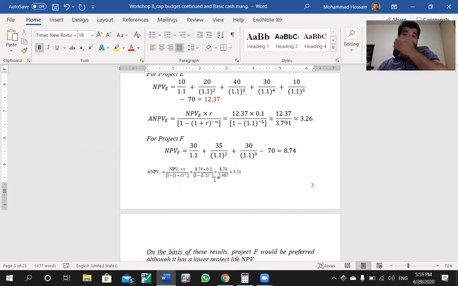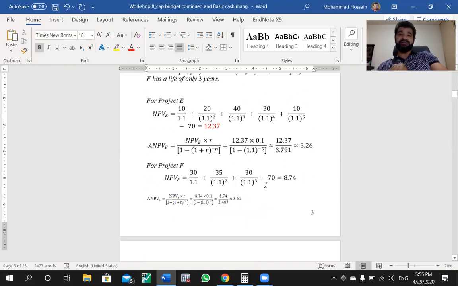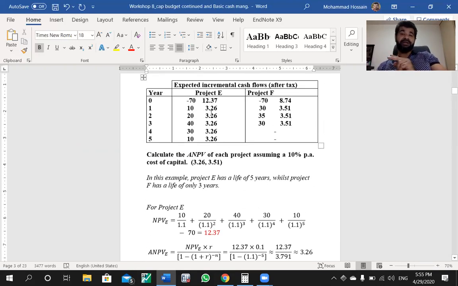So how do we get these things? Why do we do these things actually? We do these things because here we're combining two different lifespans of the project. One project is for 5 years, another project is for only 3 years. So now how do we compare them? We compare with the annuity, how much you're getting each year.